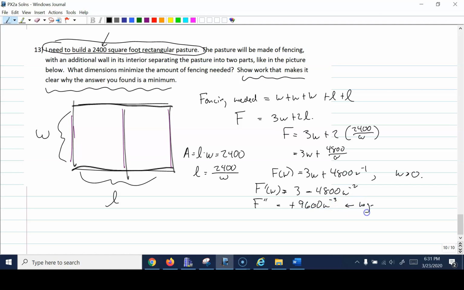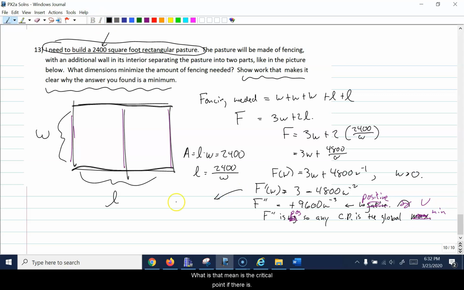That's negative. If double prime is negative, so any critical point is the global negative is concave down, global max. Wait, max? Have I screwed this up? No. The part I screwed up is where I said it's negative. That's the plus sign out front. That's positive. So it's positive, so any critical point is a global min. Okay. What is that min?